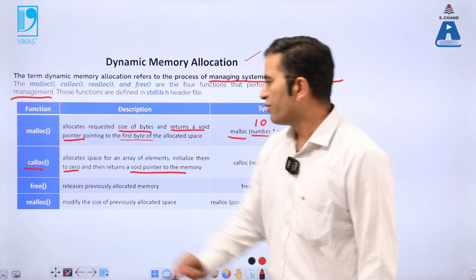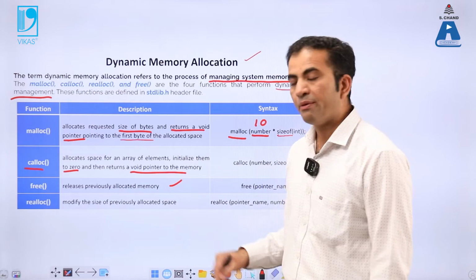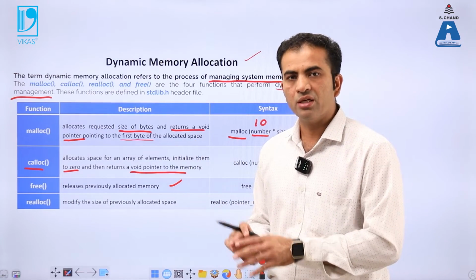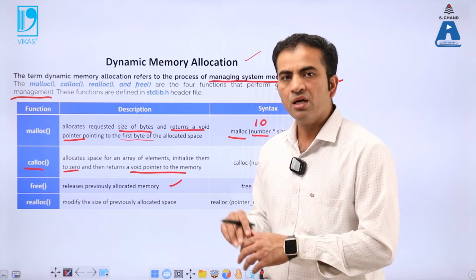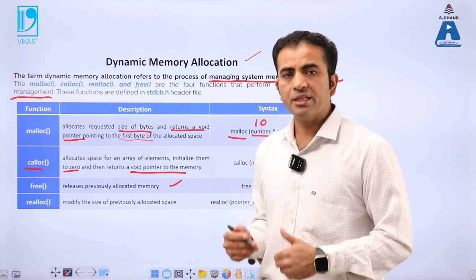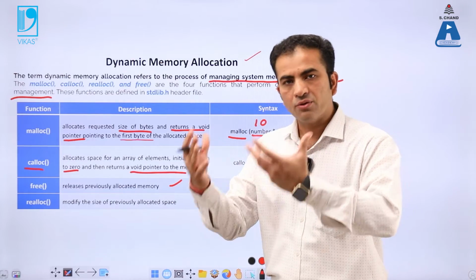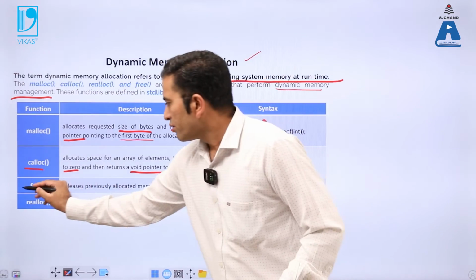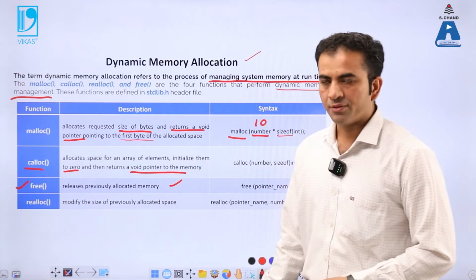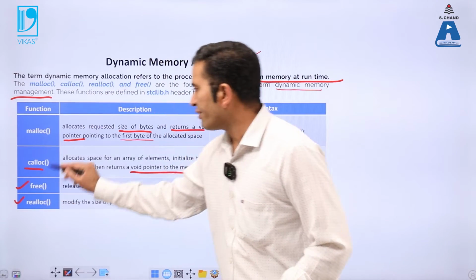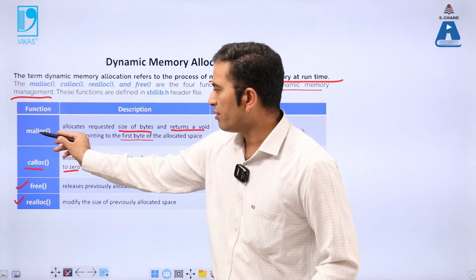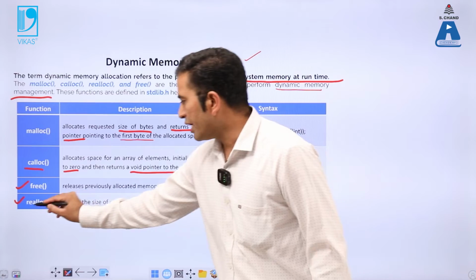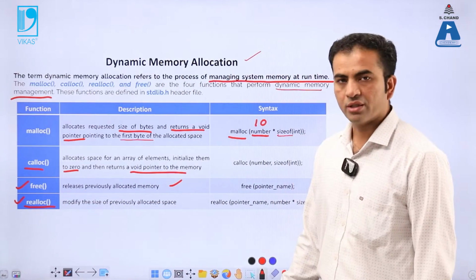Then free: the free function is used to release the allocated memory. Point to be noted, whenever we allocate some memory in the process of dynamic memory allocation, then after the completion of the execution of the program, we need to free that memory. So for that the free function is there. Now realloc: whatever memory we have allocated with malloc or calloc, if we need to reallocate that memory, for that we need to use the reallocation function.